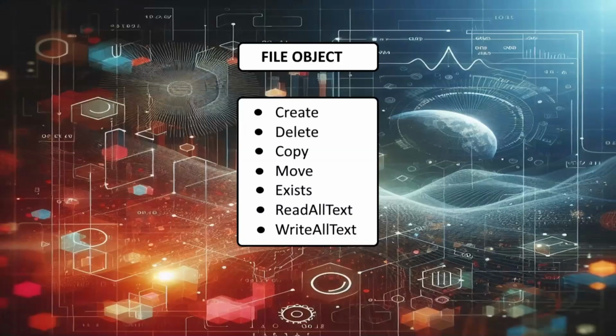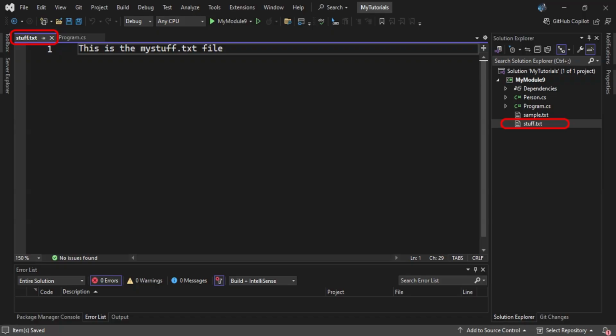The last thing we're going to show in this module is C#'s File object. This is a pretty powerful object. It can create or overwrite files, delete, copy, and move files, check if a file exists, and also read and write all text to and from a file. To demonstrate some of the File object's methods, we first create another content text file in our project called stuff.txt and add some arbitrary text into it.